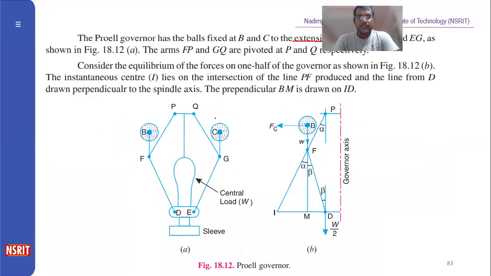Next, let us see the derivation. That is, derive the expression for the height of the Proell governor. This is very, very important, commonly asked in recent exams. Okay, let us see.